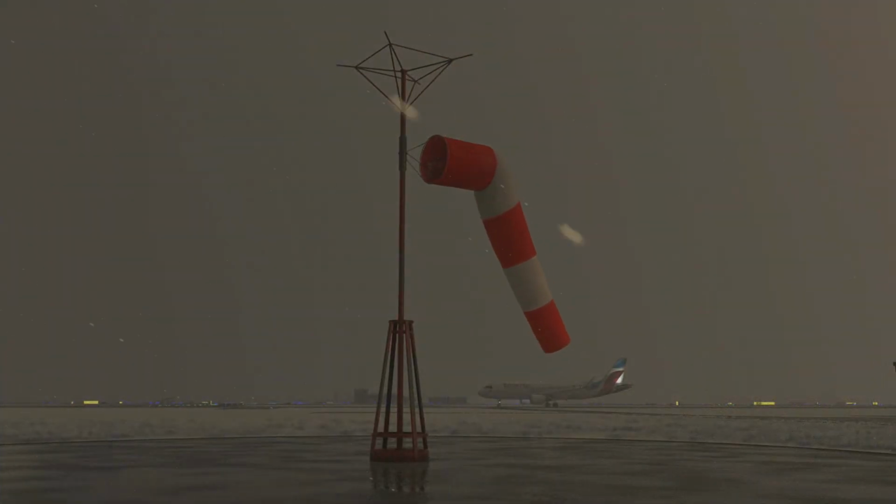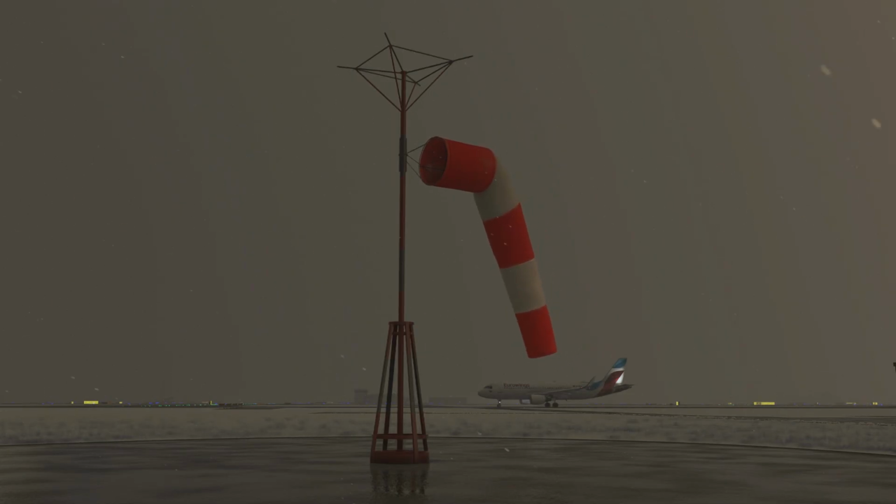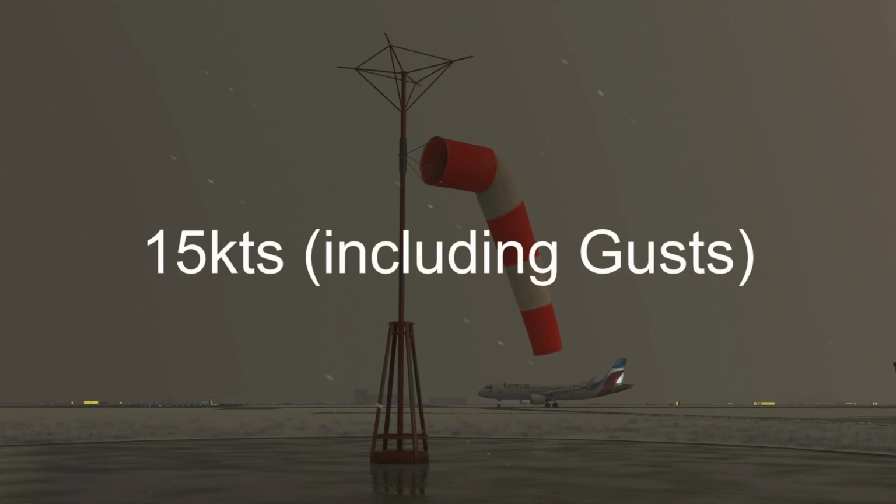Now, if the temperature is above minus 15 degrees and you have snow on the runway, we call this wet snow, or when the airport reports the condition as slippery when wet, your crosswind component for both takeoff and landings reduces to 15 knots.